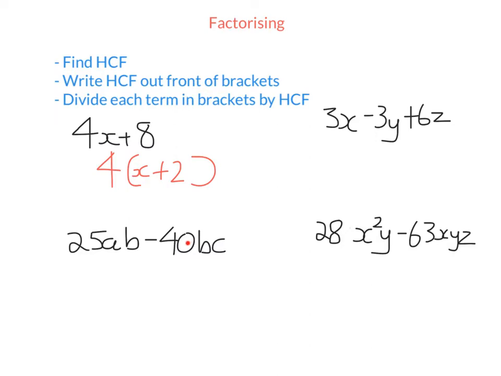So let's look at this example here. So the highest number that goes into 25 and 40 is 5. But there's something else that's common. They both have a b. Both terms have a b. It's also common. It goes out the front.